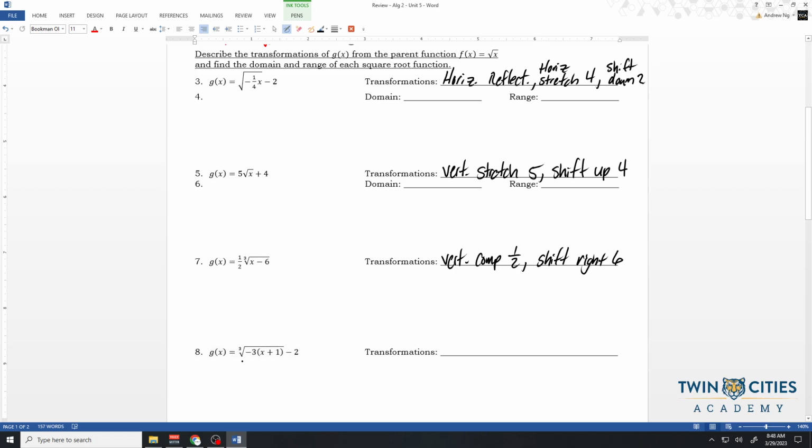And then number 8, I've got the cube root of negative 3 times the quantity x plus 1, and then minus 2 at the very end. So we got quite a few transformations. Let's begin with this negative. The negative times, negative 3 times x plus 1 on the inside, this will tell me there's a horizontal reflection.